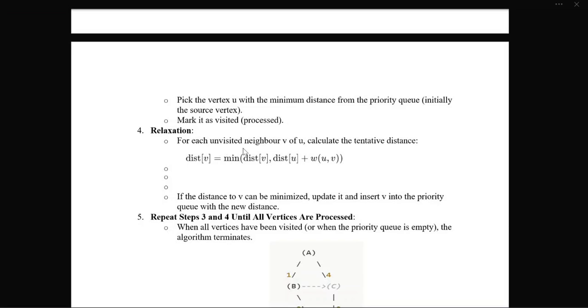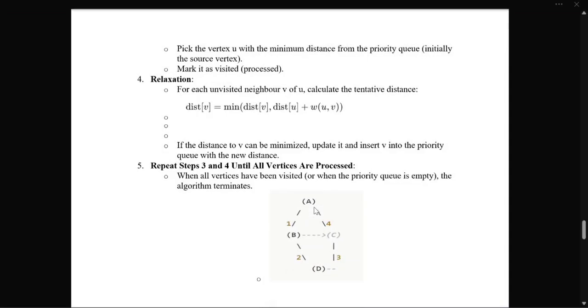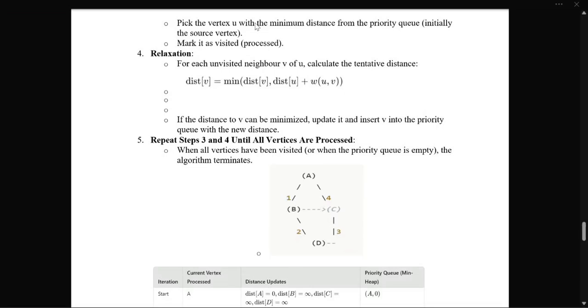Now, step 4, relaxation. For each unvisited neighbor v of u, calculate the tentative distance. This is the formula. If the distance to v can be minimized, update it and insert v into the priority queue with the new distance. Step 5. Repeat steps 3 and 4 until all vertices are processed. When all vertices have been visited, the algorithm terminates.